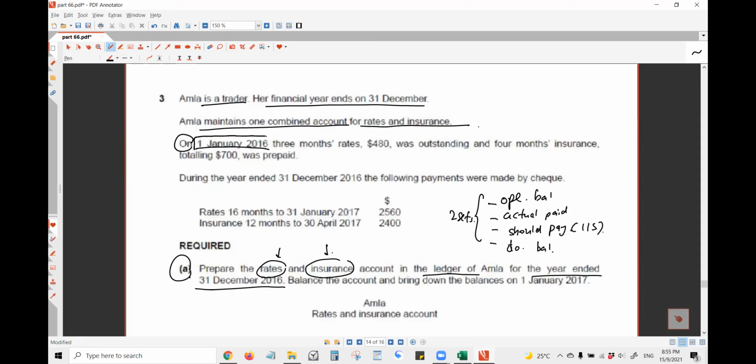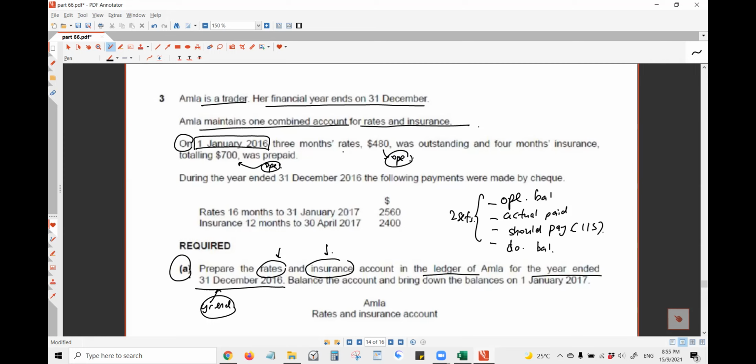On 1st January 2016, what day is this? Beginning of the year, right? Because this is the year end. 12 months backwards is 1st January 2016. That means all the amounts that you will see are the opening balances.